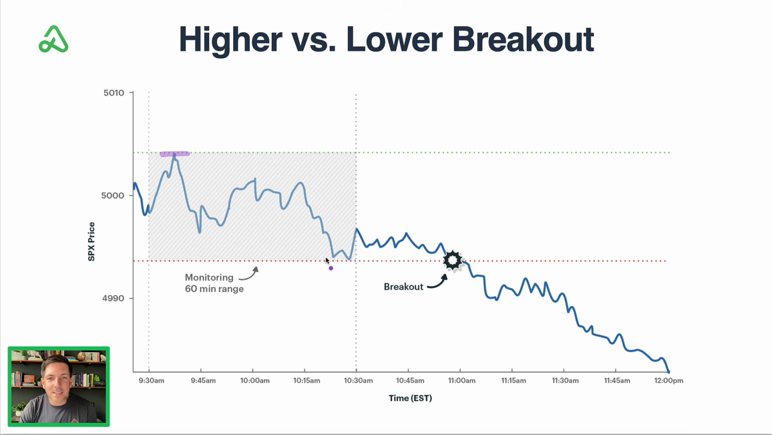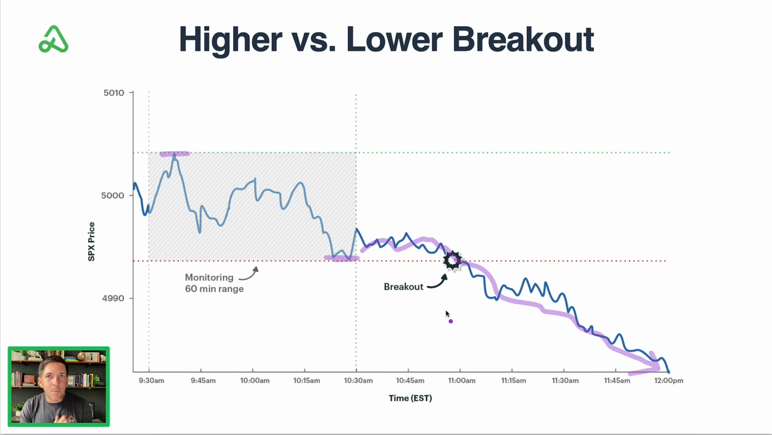You've got your high that's set, you've got your low that's set, and then eventually you get the break lower. And again, the assumption is it continues to move down or sideways, or it just doesn't go back above the high end of the range throughout the rest of the day. So these are the ways, broadly speaking, that the opening range breakout strategy works.